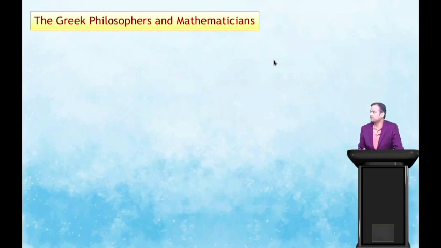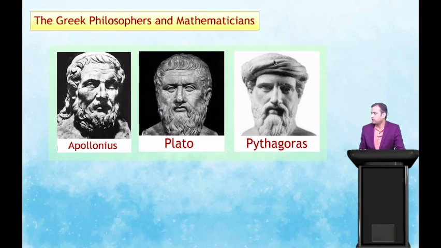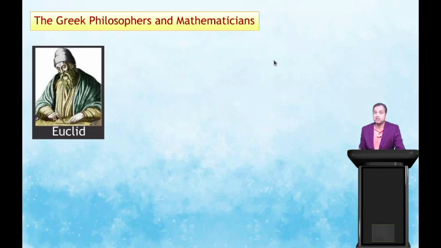There were a lot of Greek philosophers and mathematicians who gave a very beautiful structure to mathematics. These mathematicians are Apollonius, Plato, Pythagoras. I think you already know about Pythagoras. He gave a theorem which is called the Pythagoras theorem. And some more philosophers are Apollonius, Plato. There is Euclid. He is also a Greek mathematician.